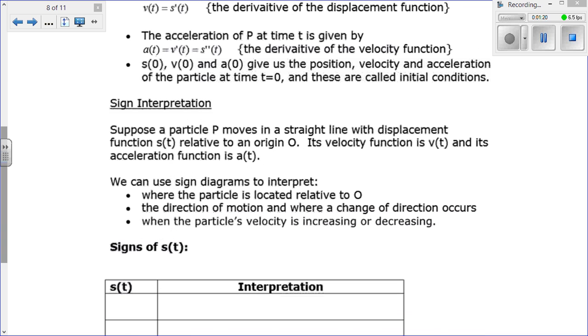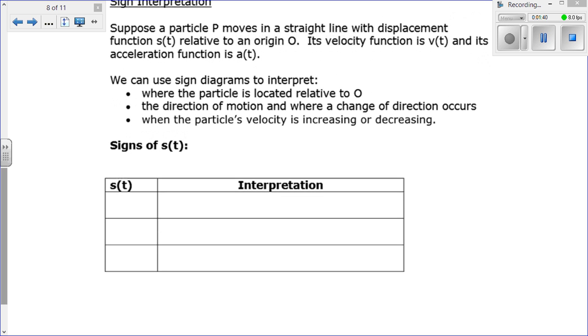So we have sign interpretation. Suppose a particle P moves in a straight line with a displacement function s of t relative to the origin O. Its velocity function is v of t and acceleration function is a of t. We can use sign diagrams to interpret where the particle is located relative to the origin, the direction of motion and where a change of direction occurs, and when the particle's velocity is increasing or decreasing.